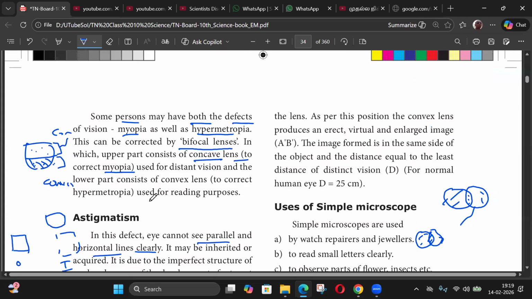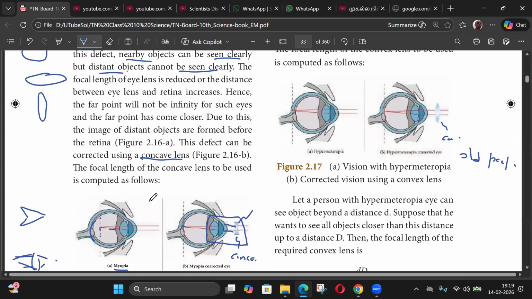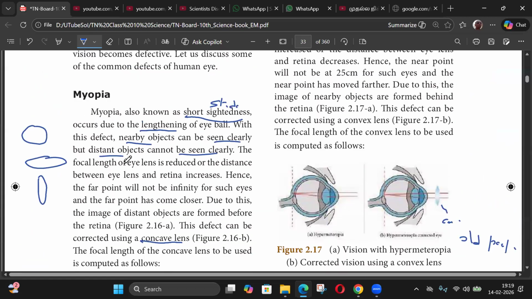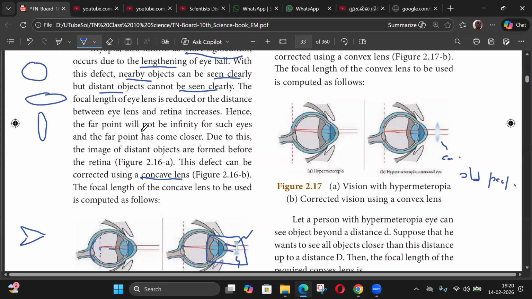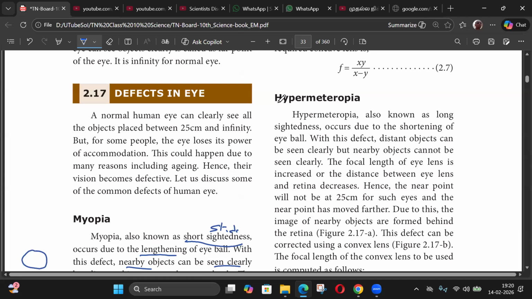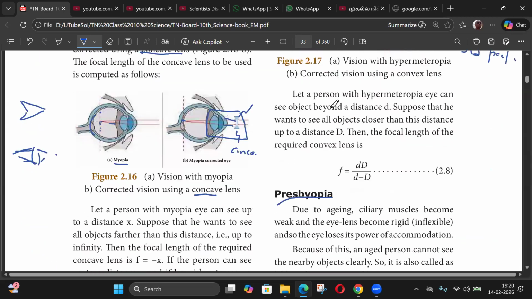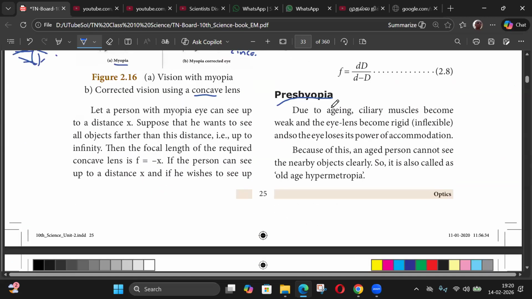So basically, you can say there are four defects. One is short-sightedness, meaning you can see nearby things but not far-away things like the board. So it's a student problem. It's myopia, the first one. The second one is hypermetropia. It's an old-age problem. They cannot read the book, so they need a convex lens. The third is a combination of these two.